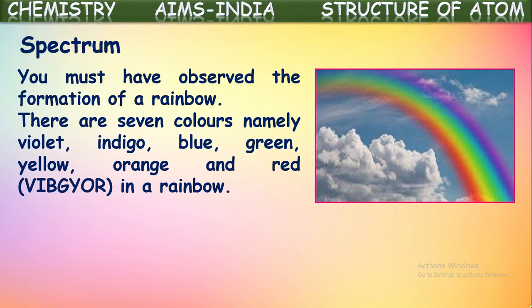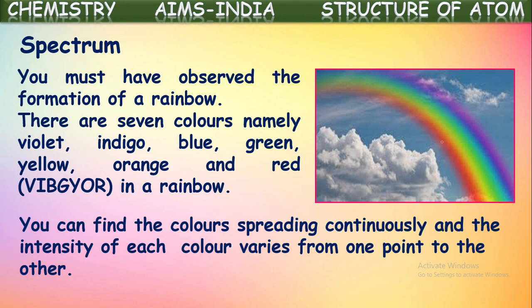There are seven colors, namely violet. See here the rainbow colors: violet, indigo, blue, green, yellow, orange, and red. So these colors will be seen in the rainbow, isn't it? Yes. Simply we call all these colors together as VIBGYOR.